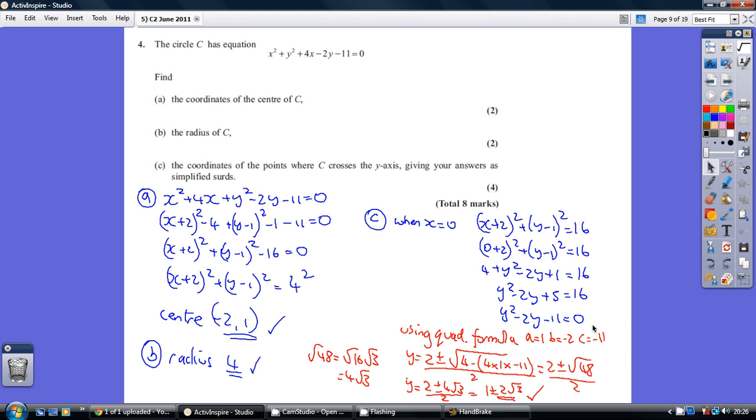We've now got a quadratic to solve, which we solve using the formula, with a being 1, the coefficient of the y squared, b minus 2, c minus 11. Substitute into the quadratic formula, simplify, and we get 1 plus or minus 2 root 3.